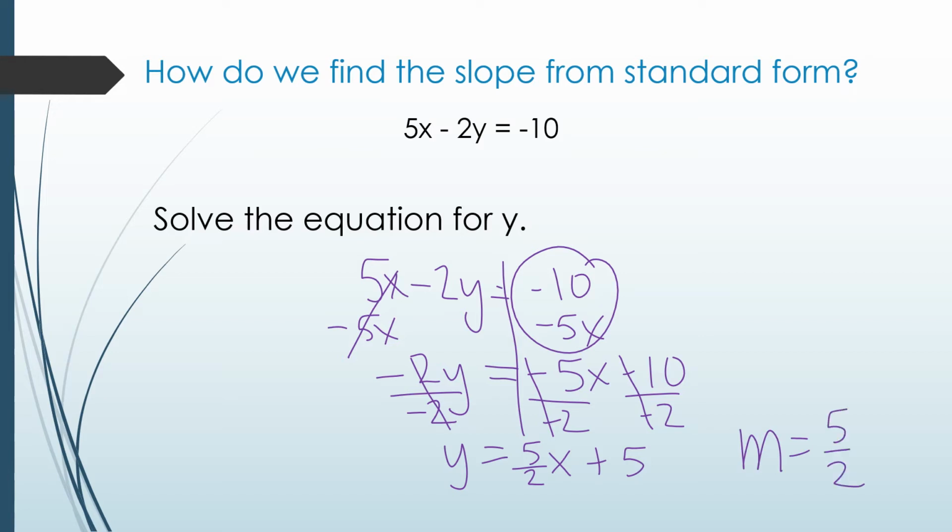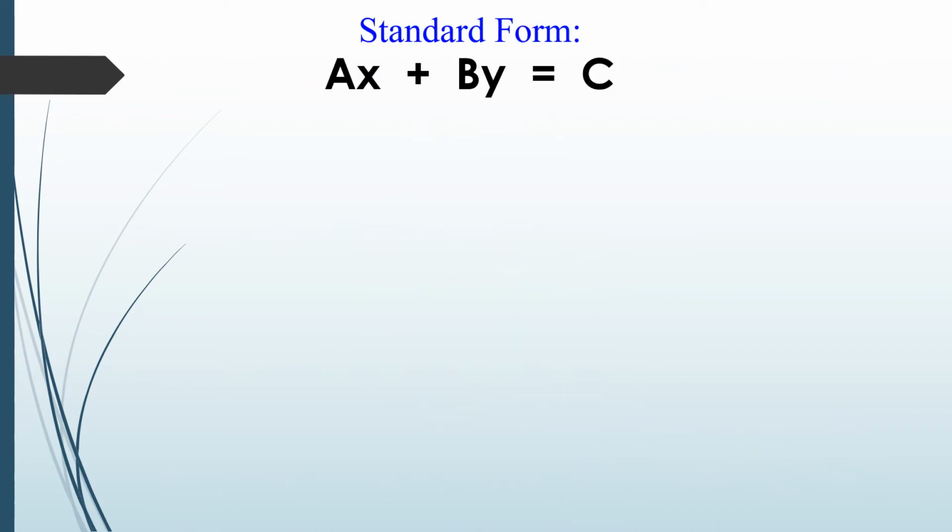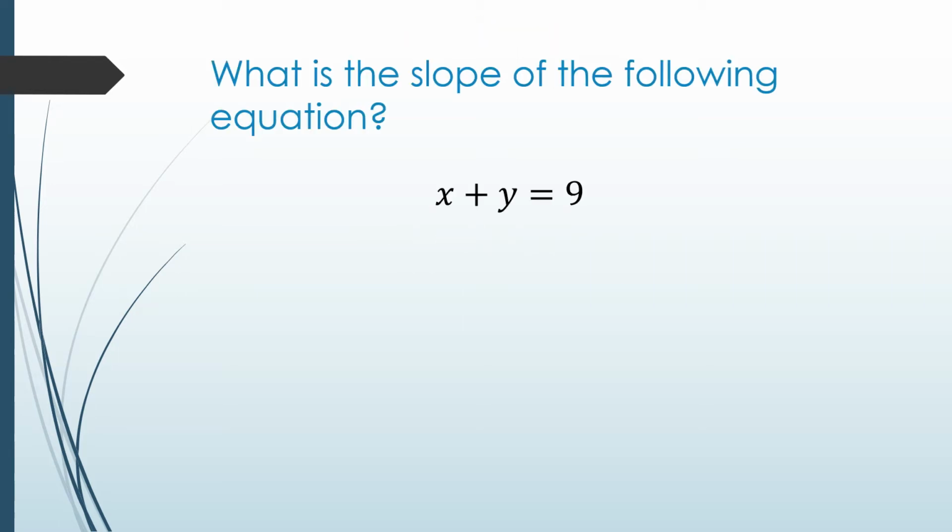Okay, now take a look back up at that standard form equation. Do you notice anything? You should notice that the 5 and the 2 are already in the equation. However, there's a negative in there. So we can actually find the slope from standard form. I shouldn't have to do any of that reworking, right? So from standard form, in order to find the slope, it's the opposite, so the negative, of A over B. Okay, so let me show you what I mean by this.